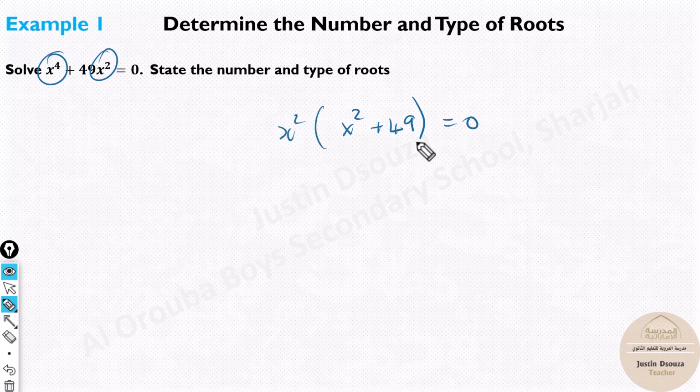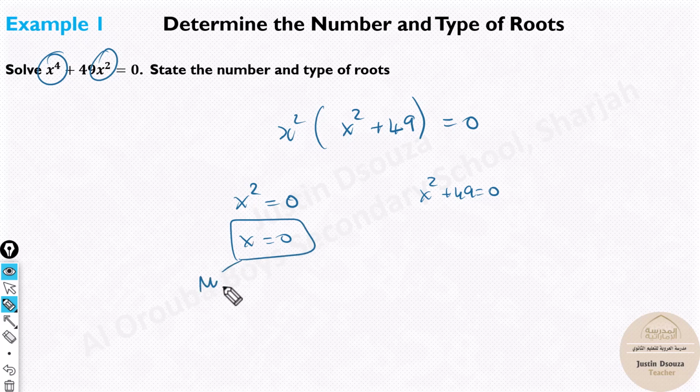Since we are equating this term and this term to 0, we can separate them as x squared equals 0, and x squared plus 49 equals 0. Here we have x equal to 0 itself, but the multiplicity m is 2 over here. Why? Because it is x and x. And what about over here? We will have x squared equal to negative 49. Take the square root of negative 49, what is it? It will be plus or minus 7i.